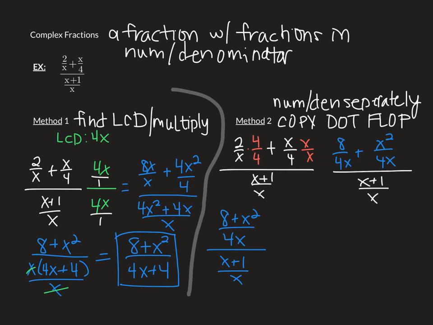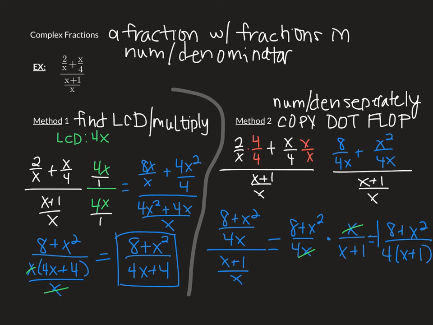Meaning I'm going to go through the process of copy. So I'm going to copy my first fraction. I'm going to put a dot to represent multiplication. And I'm going to flop my second fraction, meaning I'm going to use the reciprocal. Okay. And now it becomes an idea of multiplying rational expressions. Well, I happen to notice that there's an x in the numerator and denominator, so I'm going to get rid of that. And then when I multiply straight across, we get 8 plus x squared times 1, which is just 8 plus x squared, over 4 times x plus 1.